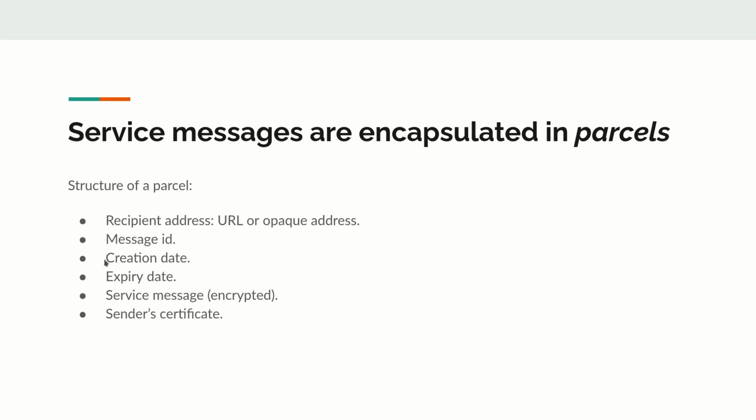Then we have the creation and expiry dates for the parcel, just to make sure that the parcel is still valid and we are not delivering a parcel that expired. Then we have the service message, but in encrypted form, so from the outside you can't see what's in it. And finally, we have the certificate of the sender. And obviously this certificate will have been used to sign the whole parcel.